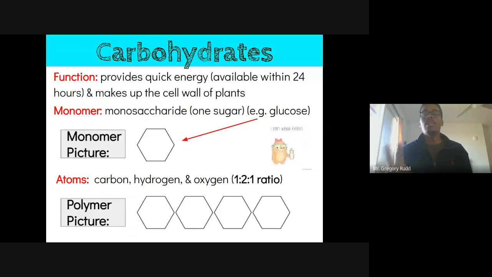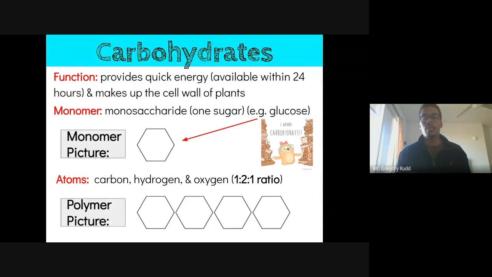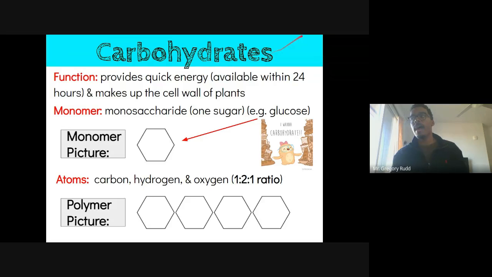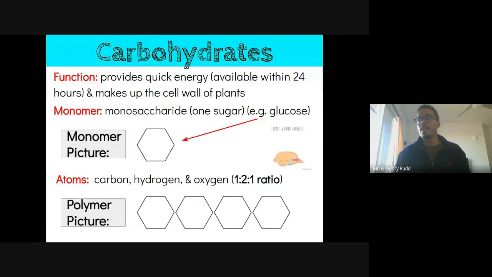Whatever energy cannot be used typically within those first 24 hours is going to be stored. And it will be stored as fats. It will be stored as lipids. We'll talk about lipids in a few slides. But carbohydrates are meant to provide quick energy. That's their function. An additional function is that they make up the cell walls of plant cells. That is going to be something we talk a lot more about in Unit 2, but I want you guys to have that idea in your heads already. Carbs make up the cell walls of plant cells.